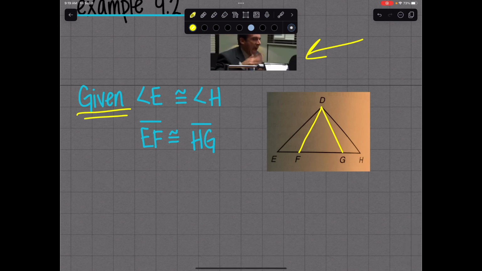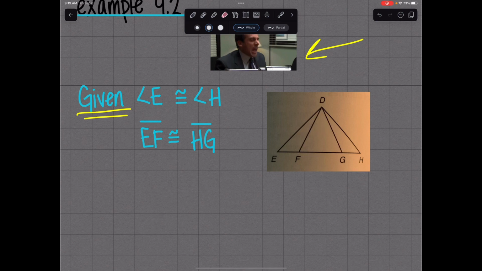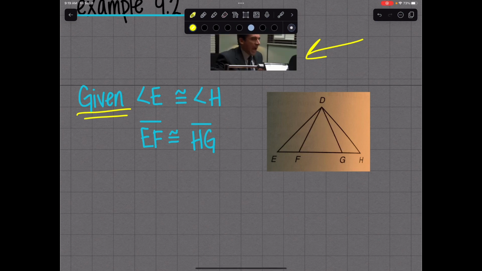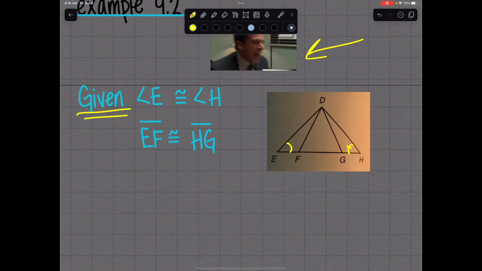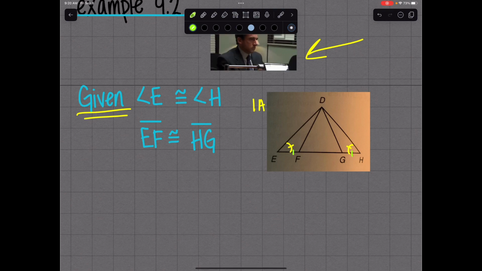So they tell us, I'm going to erase that because we don't know that yet. We know that this angle is the same as this angle, so I'm going to mark that the same. We're also given the information that EF is equivalent to GH. Okay, all right, so that's what we know. That's the first part.